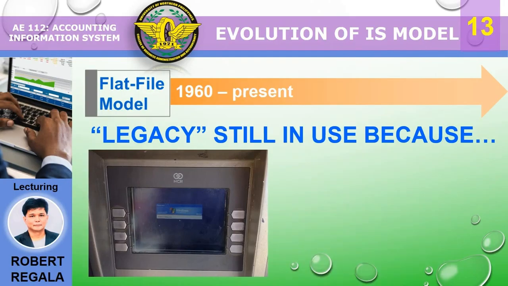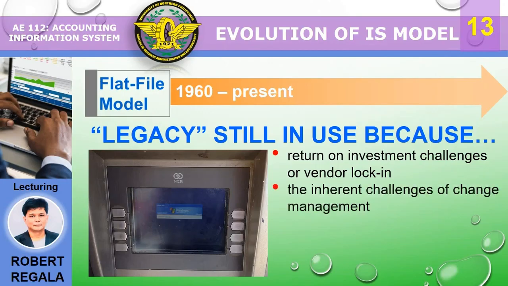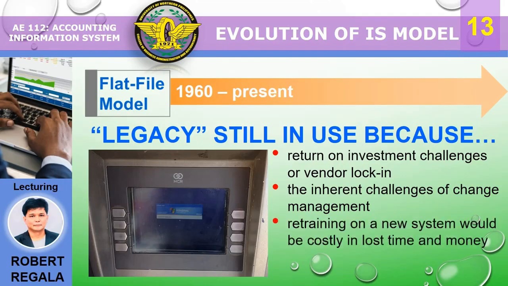In addition, the decision to keep an old system may be influenced by economic reasons, such as return on investment challenges or vendor lock-in, the inherent challenges of change management, or a variety of other reasons other than functionality. Organizations can have other compelling reasons for keeping a legacy system, such as retraining on a new system would be costly in lost time and money, compared to the anticipated appreciable benefits of replacing it, which may be zero.